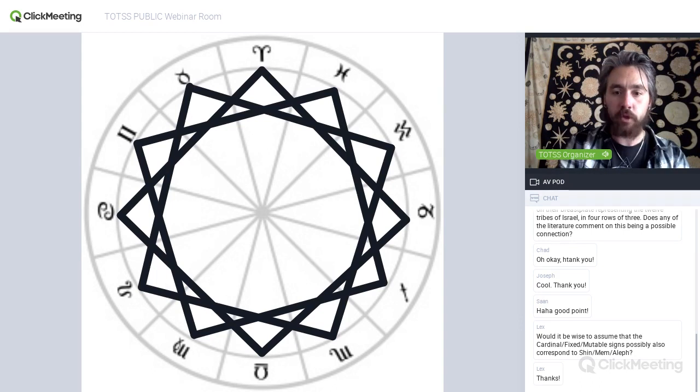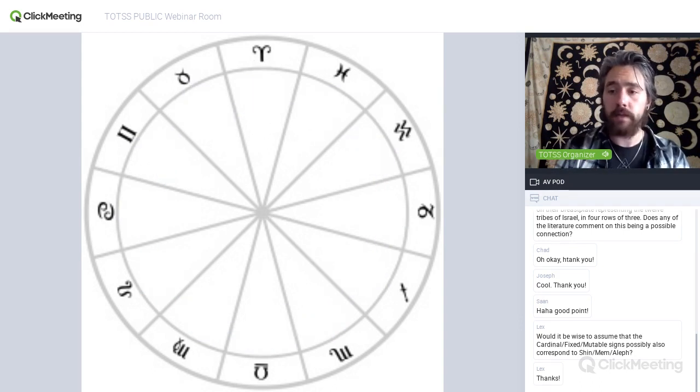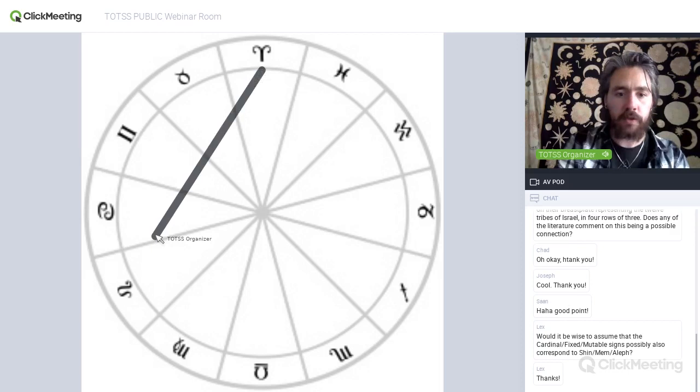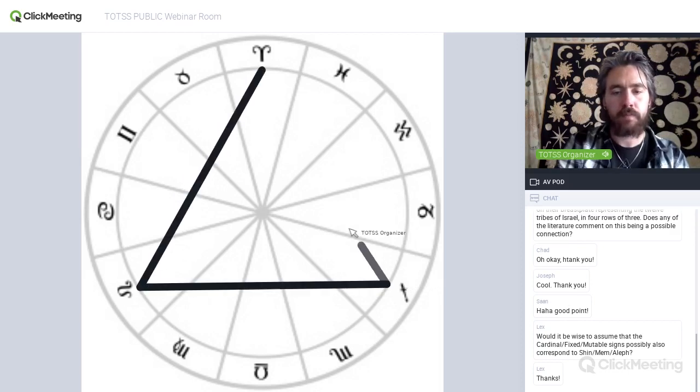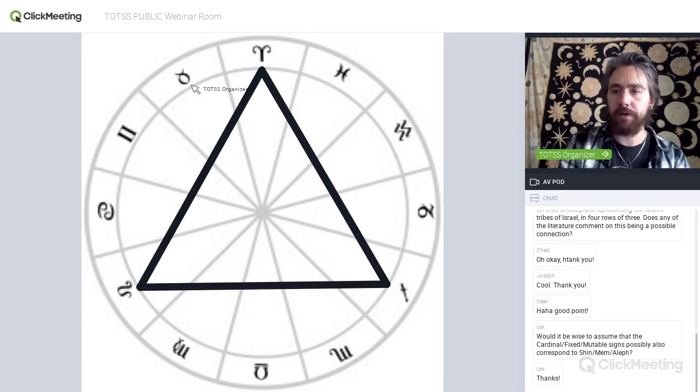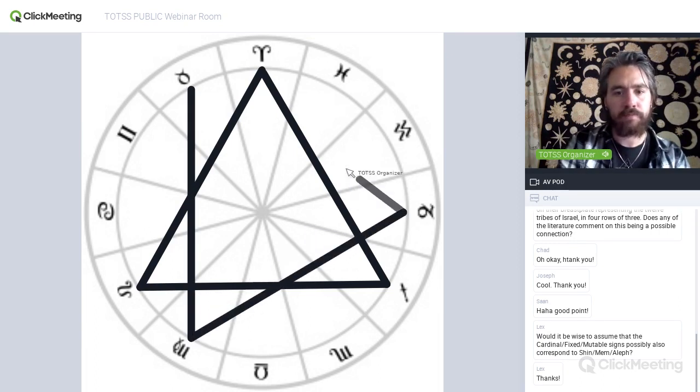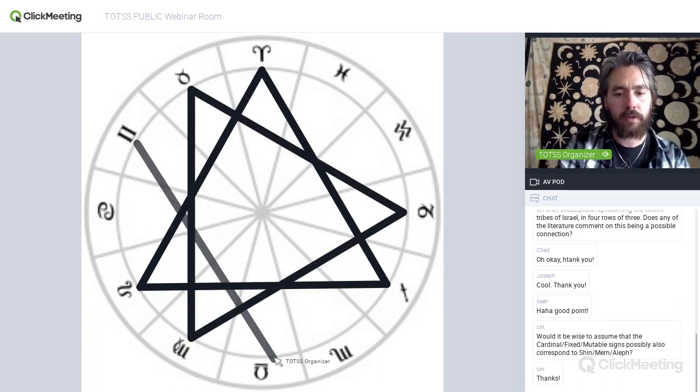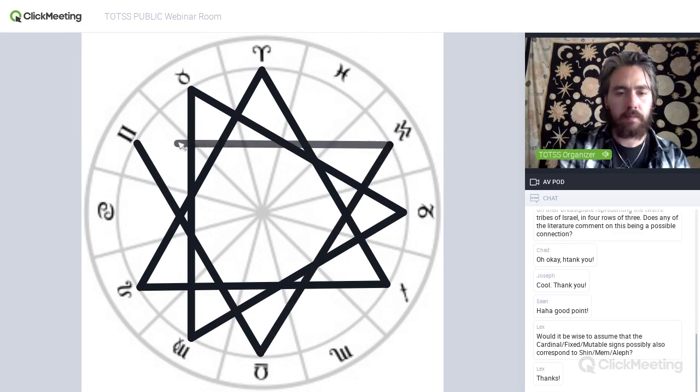All right, and that's the square aspect you can see there. Because at 90 degrees, that's why we call it square, and you're literally drawing squares, right? And then finally with the triplicities, if we connect the 3 fire signs, you get a triangle. Sometimes the triplicities are also called trigons. Trigon is just another word for triangle. And the same thing with the 3 earth signs, the 3 air signs, and the 3 water signs.